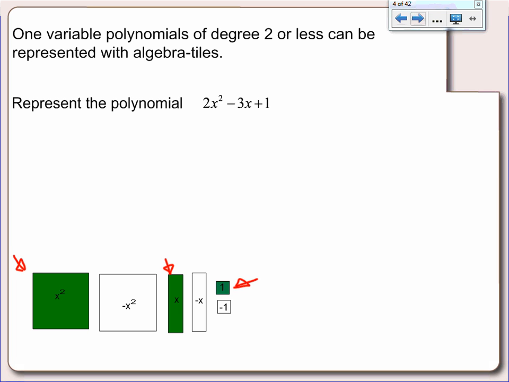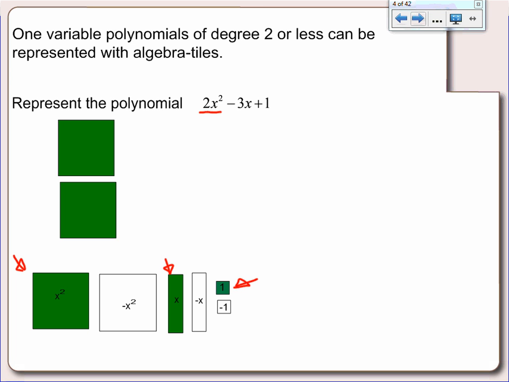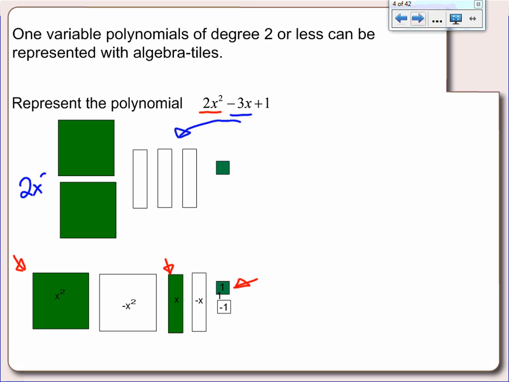So our question here is, represent the polynomial 2x squared minus 3x plus 1. So first when we look at this, we see 2x squared. That means we have 2 x squared blocks. So we have two big shaded boxes. Next, it says we have minus 3x. So that means we need to grab our negative tiles. Negative, and there's negative 3 of them. Lastly, there's a plus 1. Oh, I moved the 1 instead of the little box. There we go. Plus 1. So this represents 2x squared minus 3x plus 1.